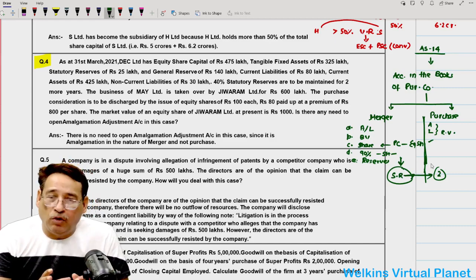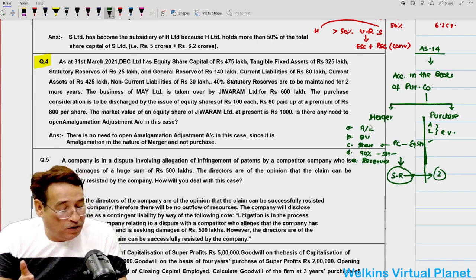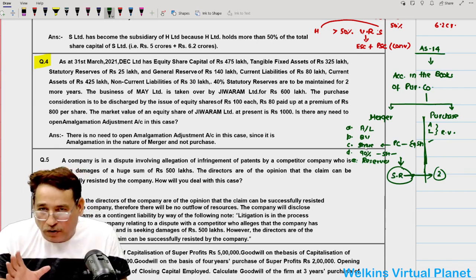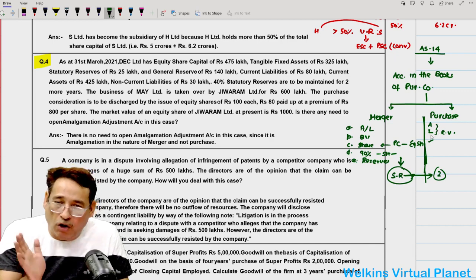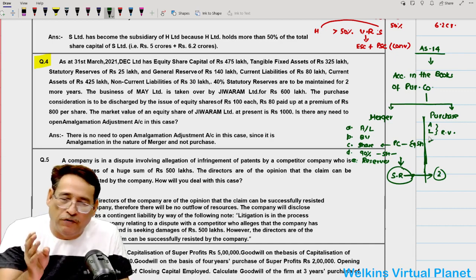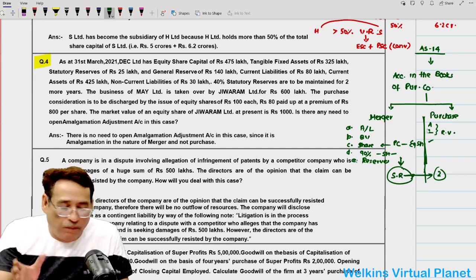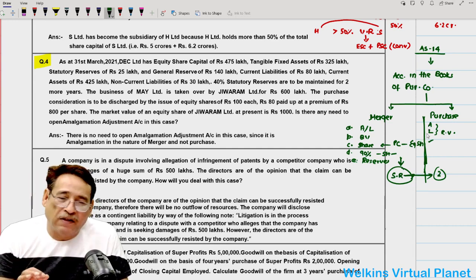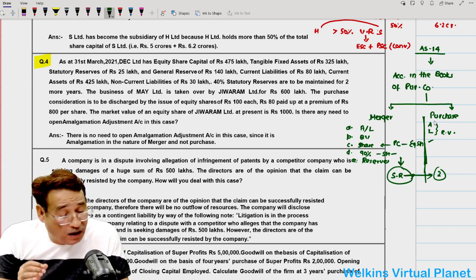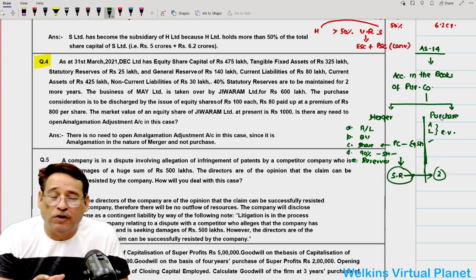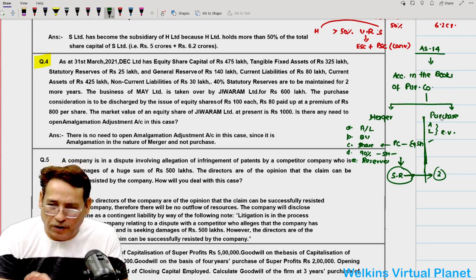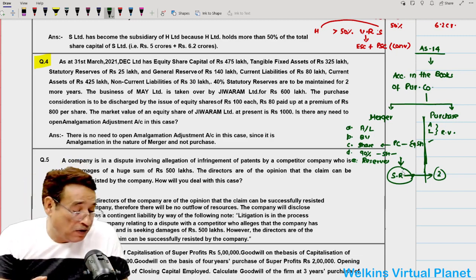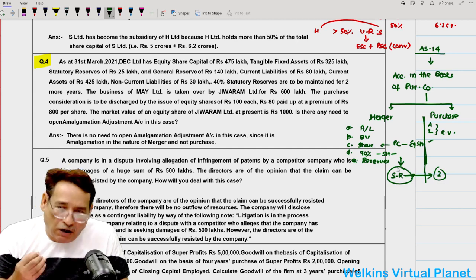Now the point to be understood is that if statutory reserves are appearing in the books of the vendor company, then generally the purchasing company will not take over any type of reserve, general reserve, free reserve as we call it, or a specific reserve. The purchasing company will take only assets and liabilities and nothing else if it is a case of amalgamation in the nature of purchase, and generally the case happens to be amalgamation in the nature of purchase only.